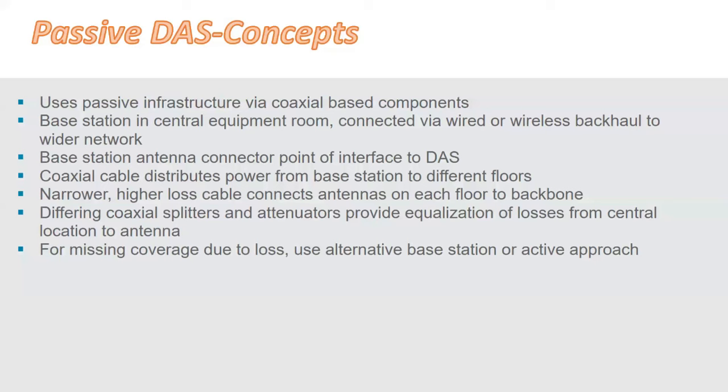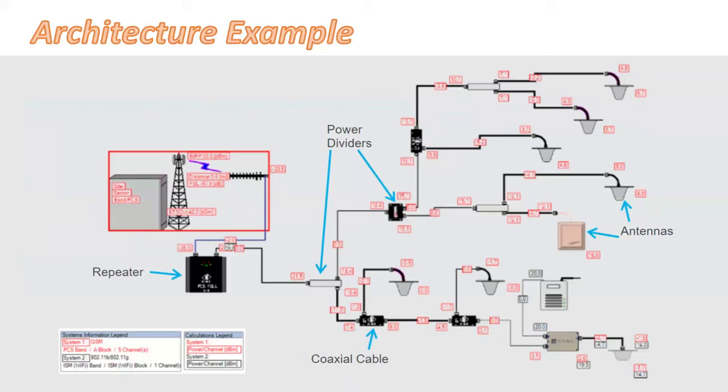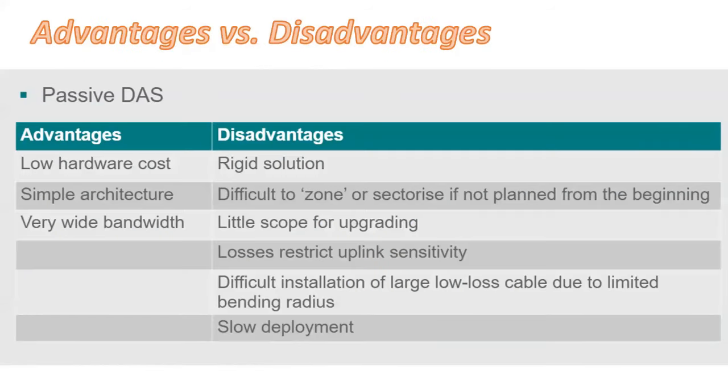And we can use different kinds of splitters and couplers so that we can have almost equal power at the end, right? This is one example. So you can see here that we are only using coaxial cables, splitters, and attenuators to interconnect our antennas. So in passive DAS, we should try our best to have uniform equal power at each antenna, right? So we can take the help of couplers and splitters so that we can have approximately equal power at each antenna. So these are the advantages and disadvantages of passive DAS.